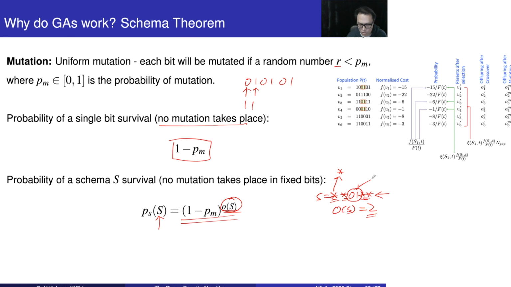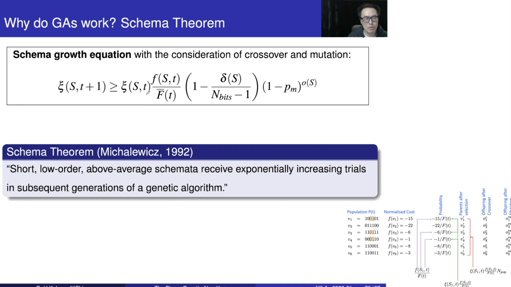Now we put things together. This is the number of strings after selection which match S, multiplied by this term, the probability of survival after crossover, and then the whole thing is the number of strings in this population that match the schema S.